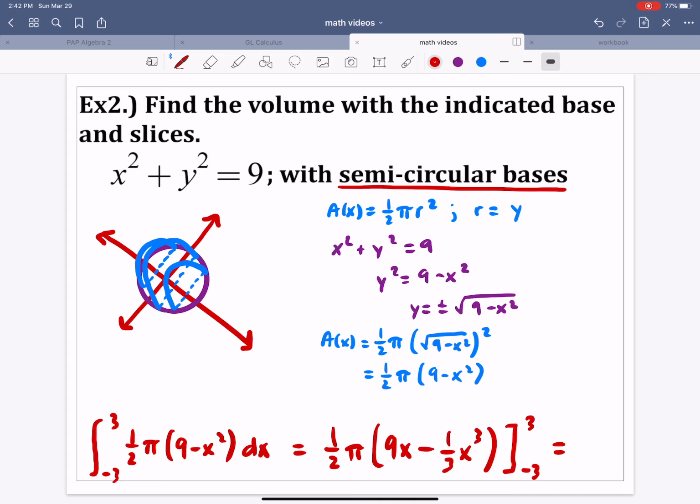Again, I'll spare you the time of going through and plug and chug this for you, but all you're doing is plugging and chugging. Plug the 3 in for x, get a number. Plug -3 in for x, get another number. Take the difference of those two things, and you should end up getting 18 pi.